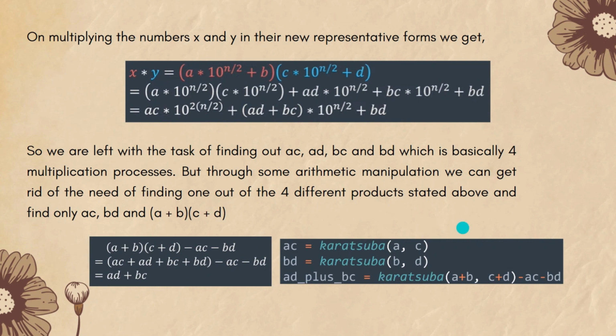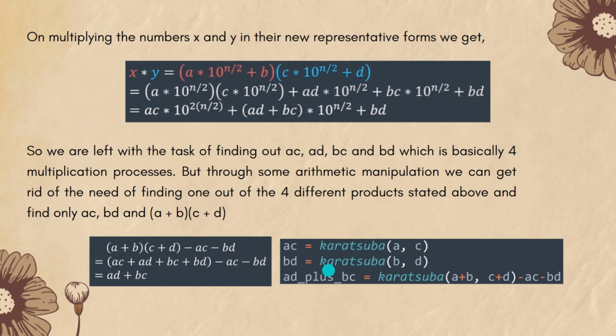And therefore, the order of the Karatsuba algorithm is O of n raised to 1.59, which is far better than the standard multiplication, which is O of n squared. And this does heavily change the game when it comes to large size values.